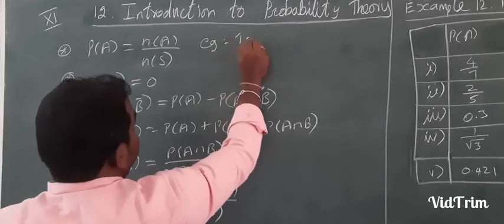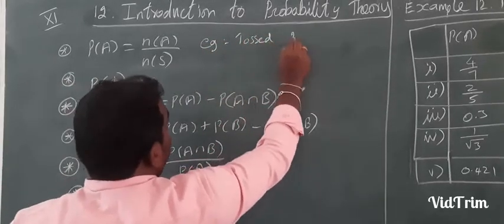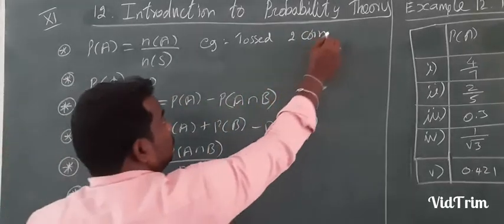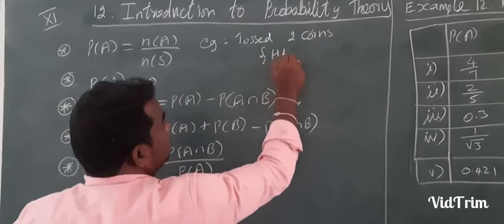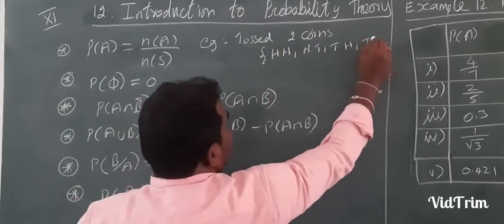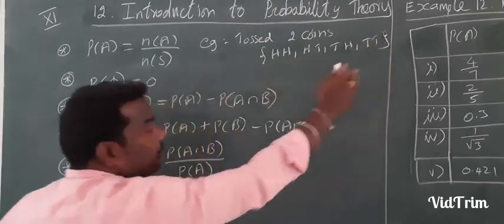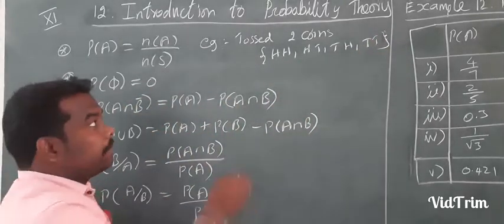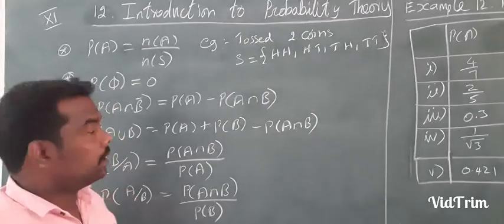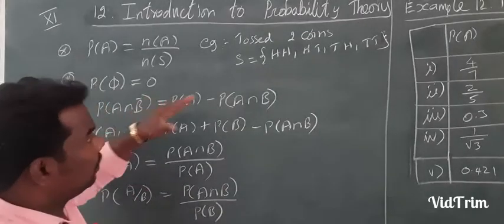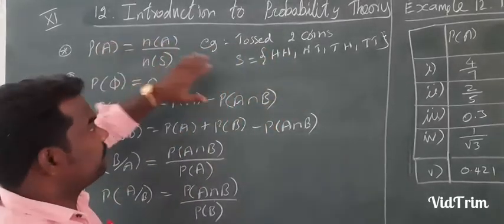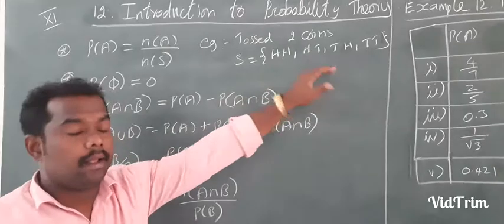If you toss 2 coins, what are the results? We have HH, HT, TH and TT. So that is 4 results. It is called the sample space, which means total outcomes. Now we know the event that happened. I said A is the event.